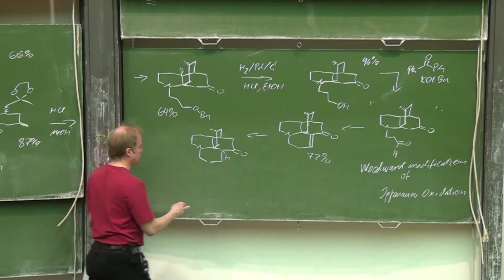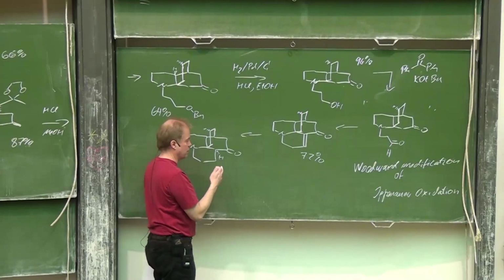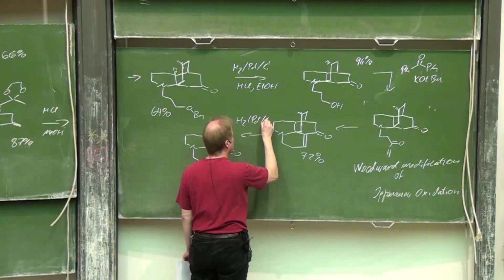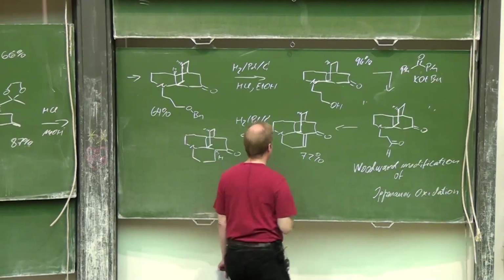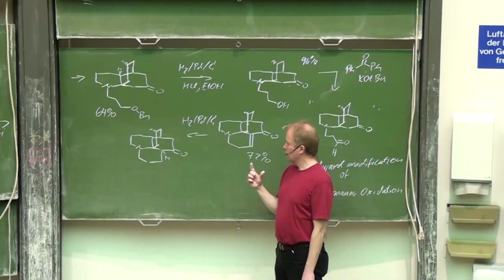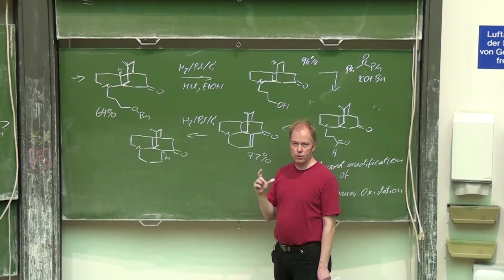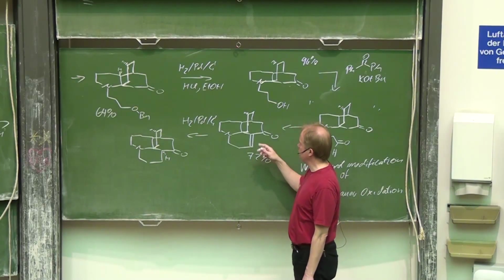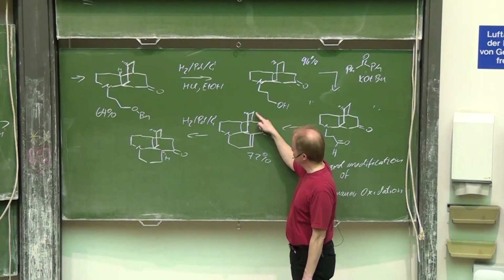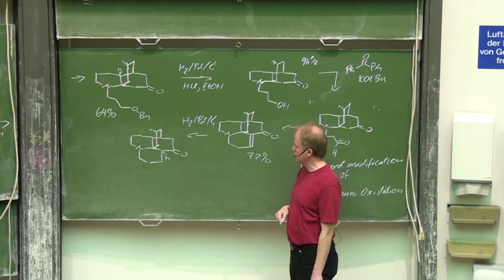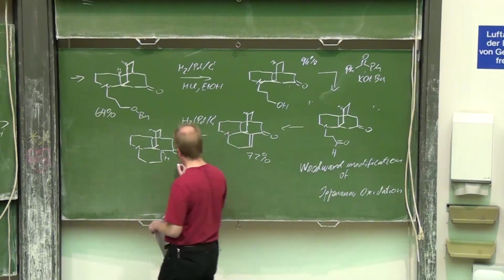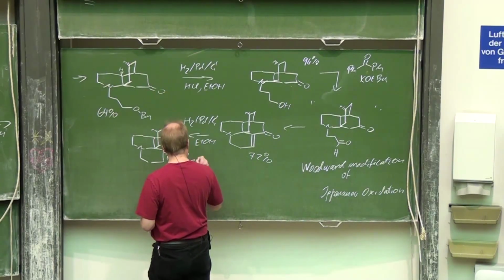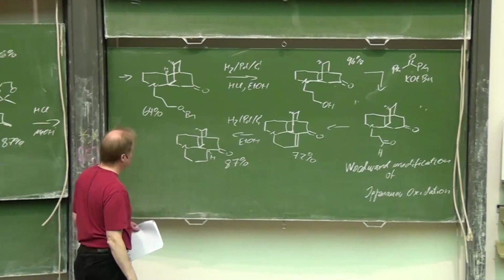But in this case, from here to there, it's just a hydrogenation, again with palladium on charcoal, and then the hydrogen will approach that olefin from the exo face, at least the sterically less hindered face, opposite to this bridge here. Okay? So, and this works just fine in ethanol with an 87% yield.